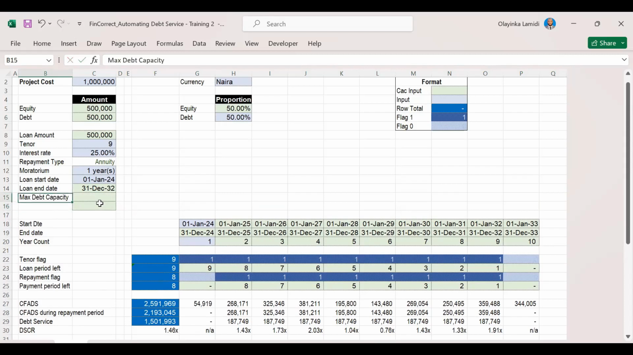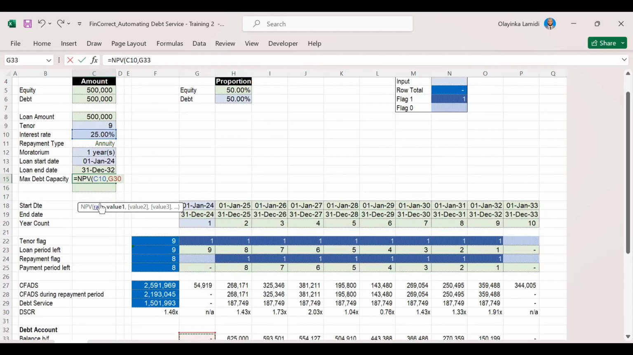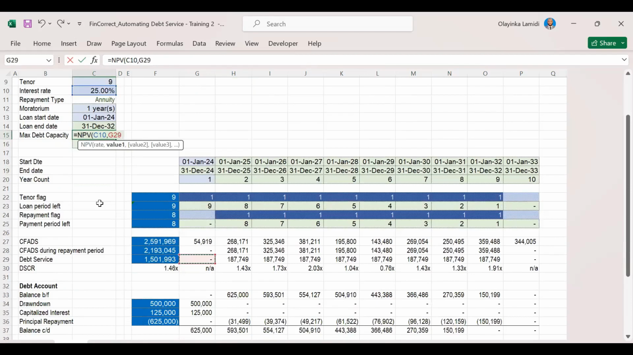So the next thing to do here is to say maximum debt capacity. So how do I do that? I would use my NPV formula. So discount the cash flow during the loan period. So I would say this 25%, right? And go to the safeguards during the loan period that I have. So I can actually pick this safeguard for the sake of simplicity.